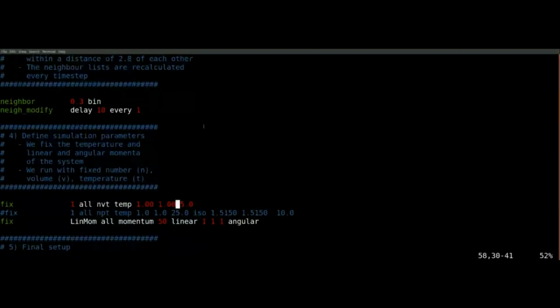So looking back at our script, we have our first fix, which fixes the number of particles, volume, and temperature. The second fix fixes the average momentum of your system. If you do not equilibrate your system properly, or if you do something strange with your system, usually if your time steps aren't large enough or aren't defined well enough, then you might get some background flow.